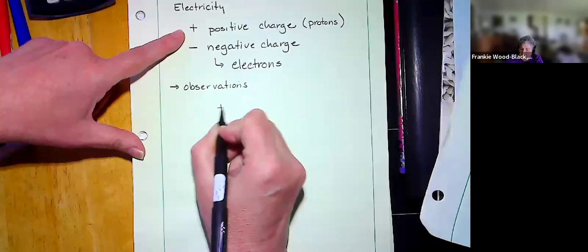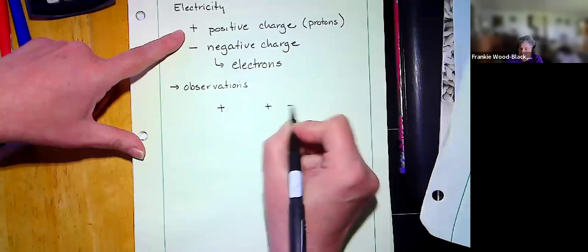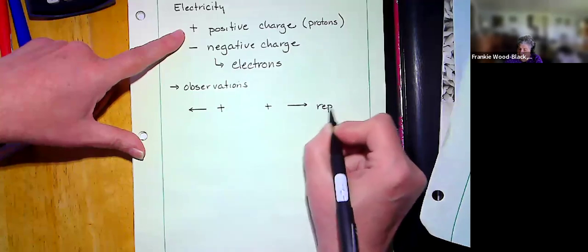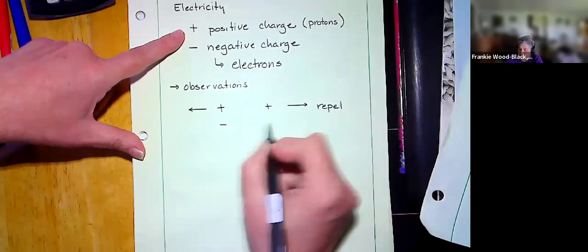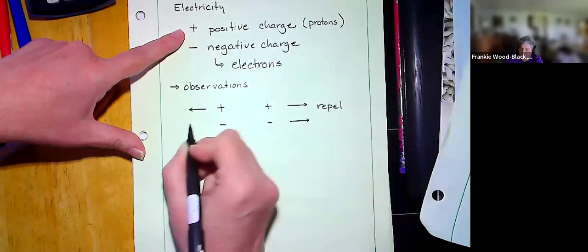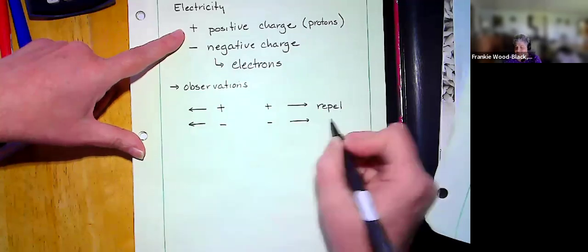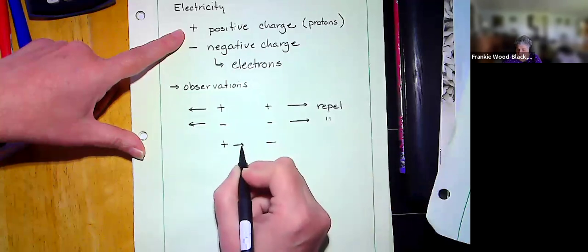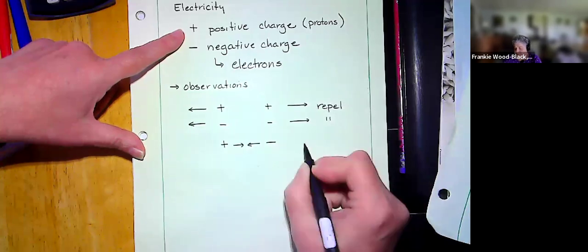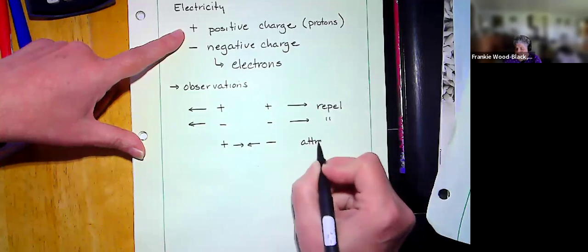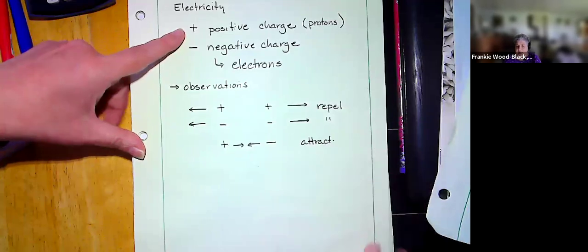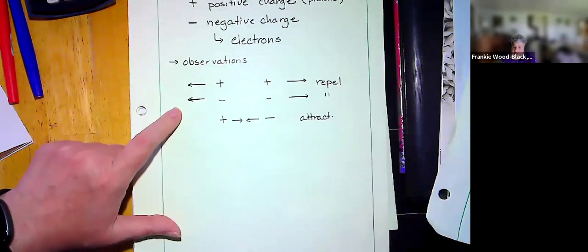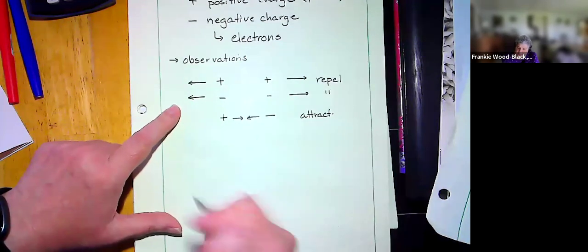One observation is if I have two positive charges, they're going to repel. If I have two negative charges, they're going to repel. But if I have a positive and a negative charge, they attract. So we already have an observation that things are going to work.